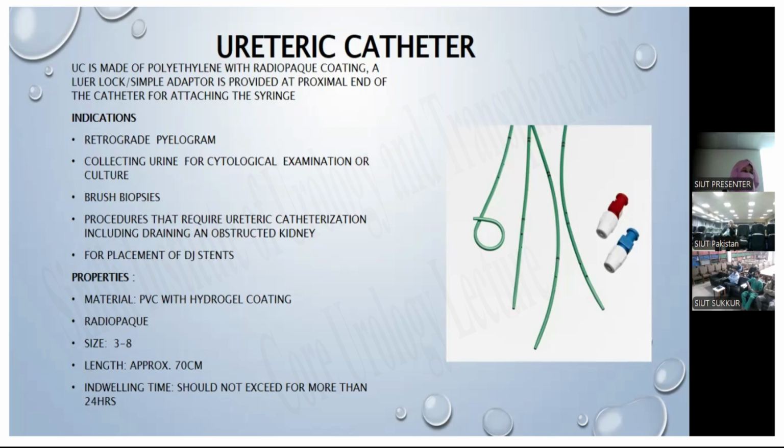In an obstructed case, we apply the ureteric catheter first, and then we can advance the DJ over it. And its properties are it is made of PVC with hydrogel coating, and it is also radio opaque. Sizes from 3 to 8. Mostly we use 5 to 6 FR, and length of 70 centimeter. Indwelling time should not exceed more than 24 hours. Yes, and two more properties.